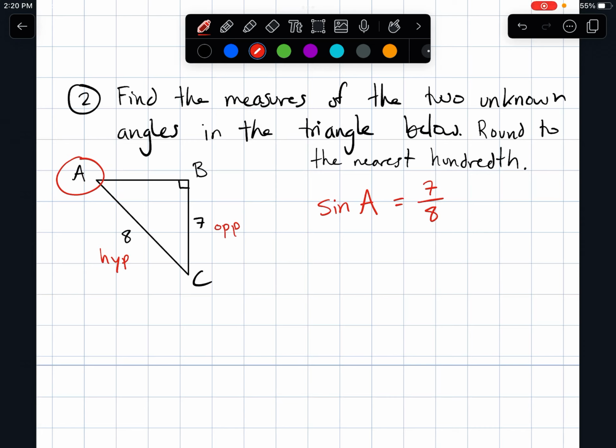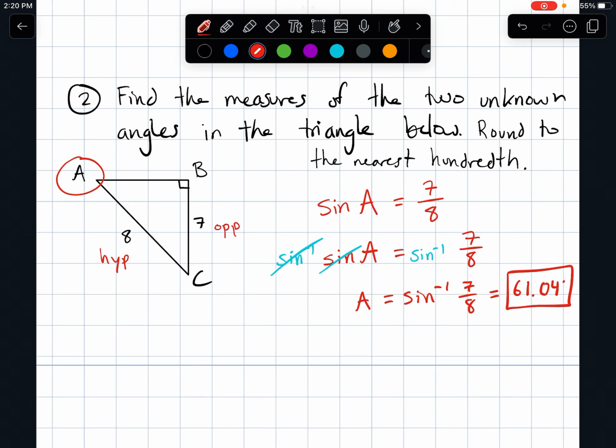And now I have this. Well, I want to find the angle. And we said that if I'm going to look for the angle, I have to use inverse. So I'm going to take the sine of A equals 7/8. And to undo the sine, I'm going to use the inverse sine. Inverse sine and sine cancel out. And so I'm left with A equals the inverse sine of 7/8. All right. So again, this is to be done on your calculator. If you type this in your calculator and you hit enter, you should get about 61.04 degrees. All right, and that's going to be your value for A.